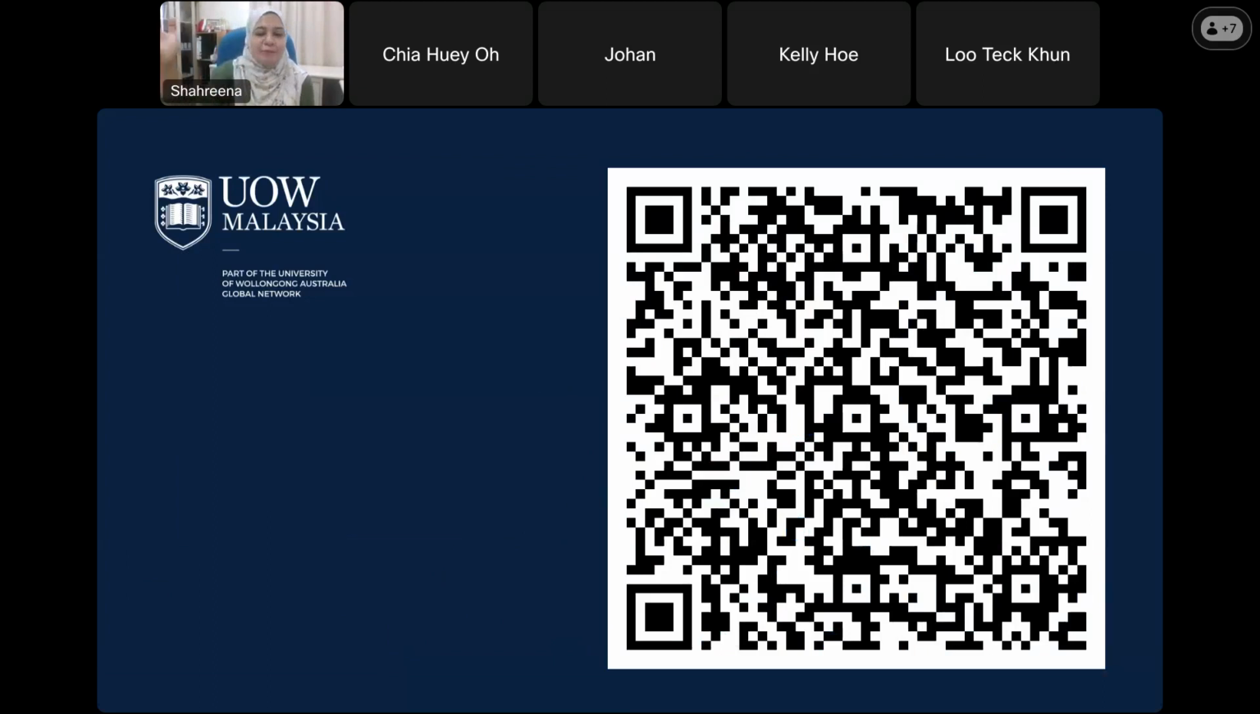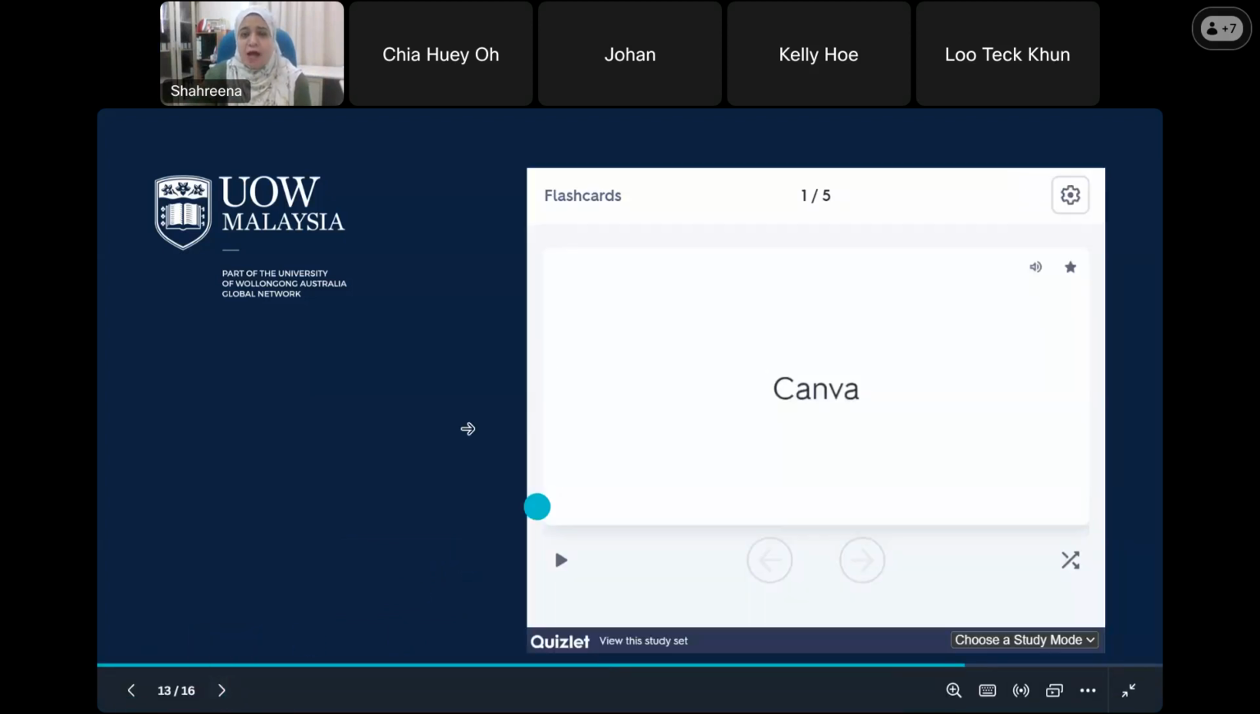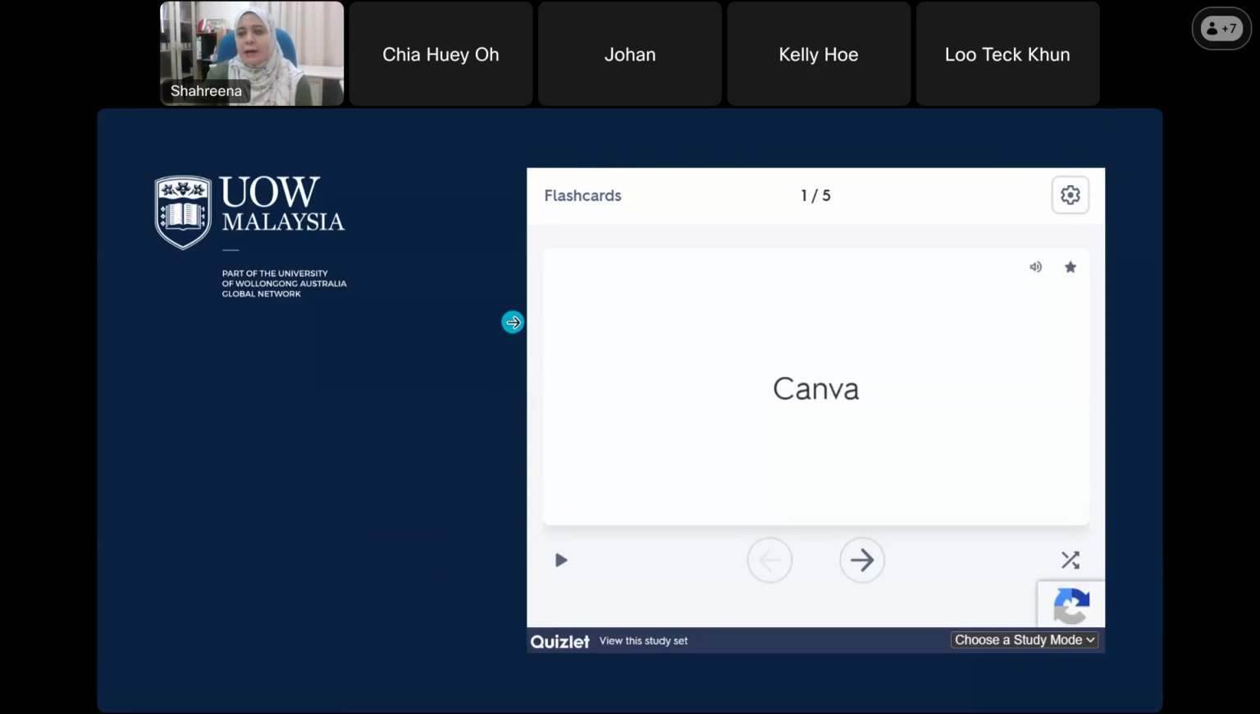Of course, you can just upload the slides to your Open Learning. It's also fine. Or you can just share this QR code to your students and they will have access to the entire slides. So the reason why is because you can also add some technological tools in, like this one. This is an external technological tool like Quizlet, so they can actually do it at their own free time.